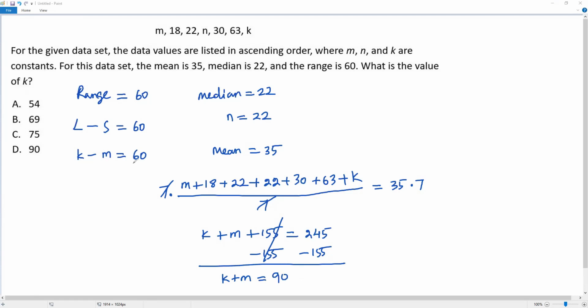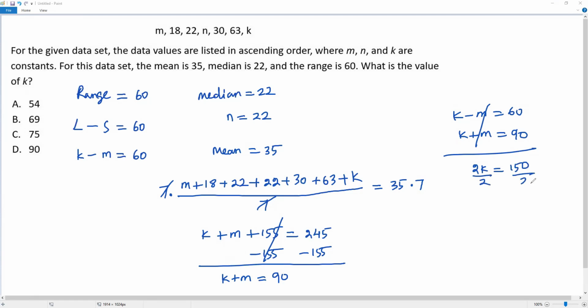Now let's consider the first equation over here. In this equation, we have two unknown constants k and m. In this equation also, we have the same unknown constants k and m. We have to solve for k in these two equations. Let's add these two equations over here. That is k minus m equals 60. The second one is k plus m equals 90. Here negative m and positive m will cancel out. When I combine these two, I am getting 2k. On the right side, I am getting 150.